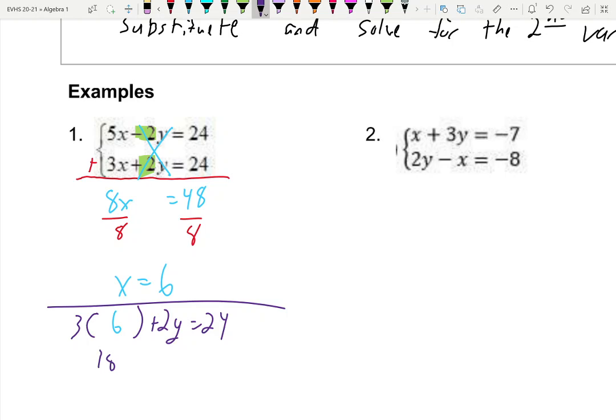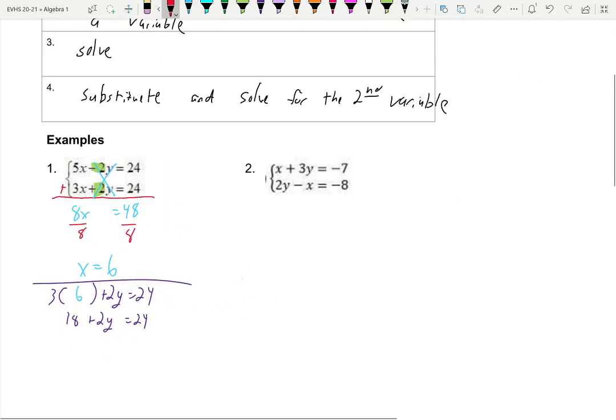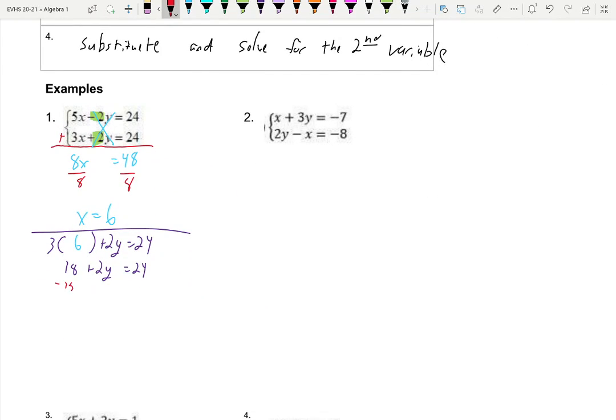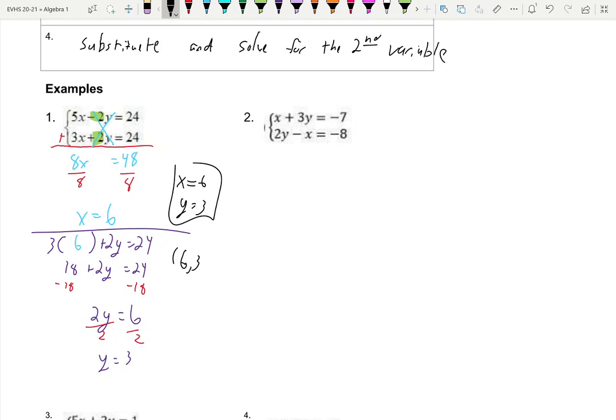3 times 6 is 18 plus 2y equals 24. Subtract 18 on both sides. 2y is equal to 24 minus 18 is 6. Divide by 2, and that gives me y equals 3. So my answer here is just x equals 6, y equals 3. And just like we've done on previous lessons, you could always write it as the coordinate pair 6, 3.